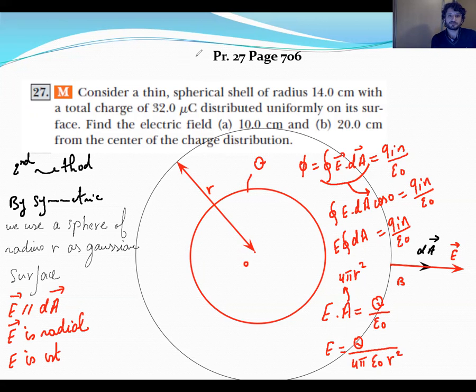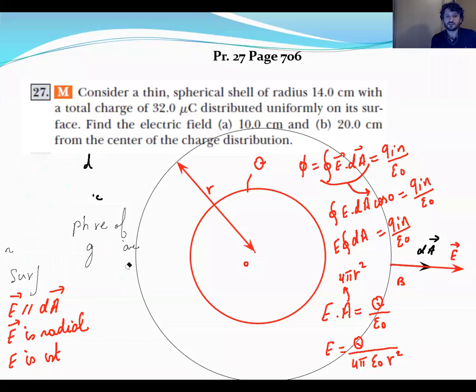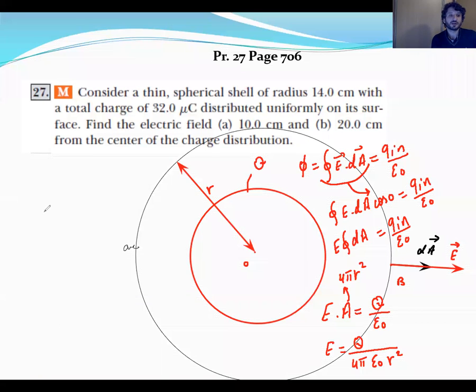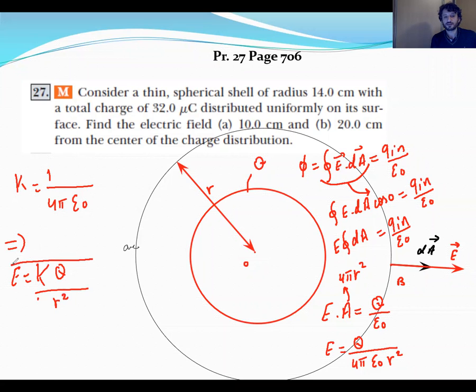And you know that 1 over 4 pi epsilon 0 equals K. Okay? K equals 1 over 4 pi epsilon 0. So we can say E equals KQ divided by r squared. It's the same result as the first method. The object can be considered as a point charge because from the external view, this object seems to be a sphere. Okay, so you can consider this object as a point charge.